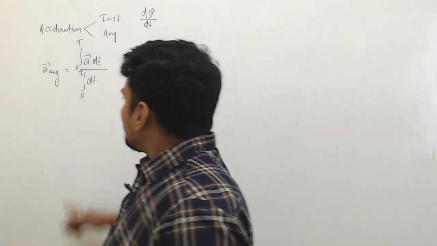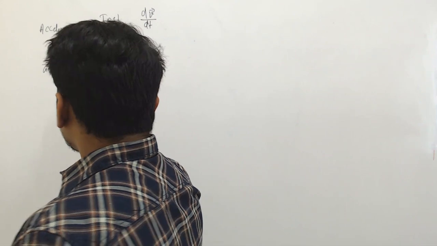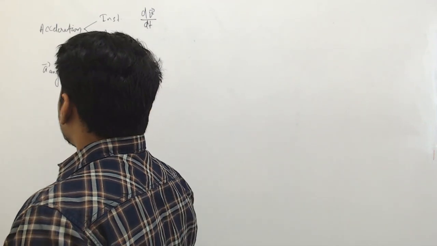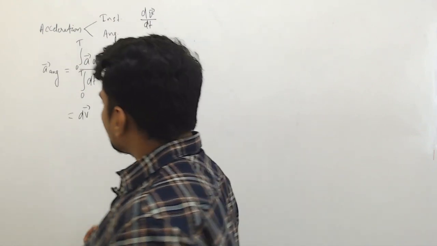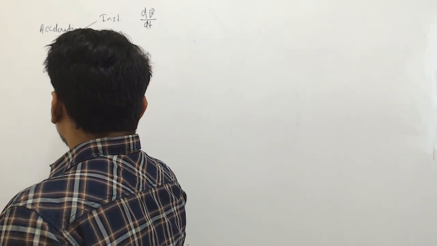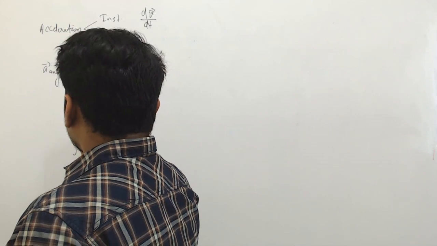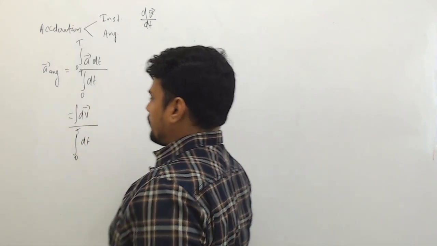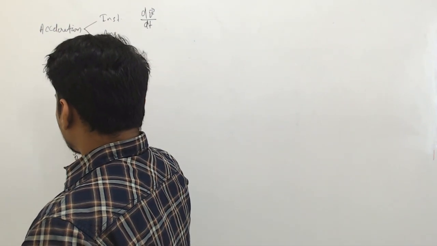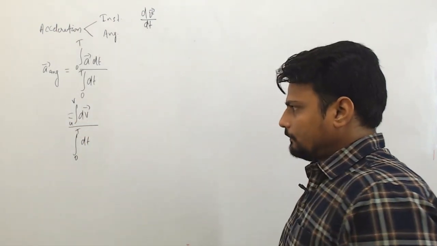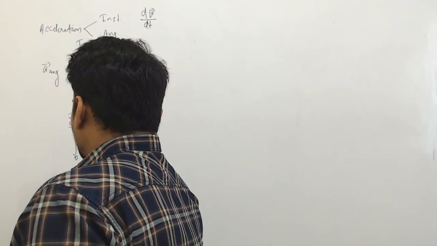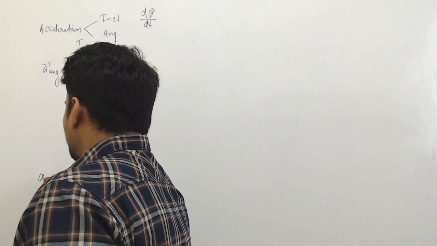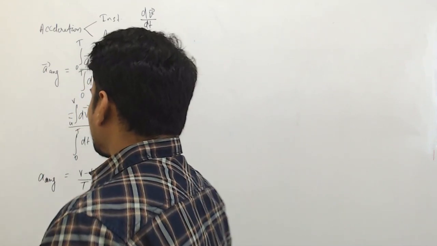Now that should give you what? This part is going to give you small v, velocity. Now you will be having the integral of dt from 0 to t. Since the variable now becomes the velocity, the limit should be from u, the initial velocity, to v, the final velocity. That should give you v minus u upon, let's suppose, time t. So that is your average acceleration.